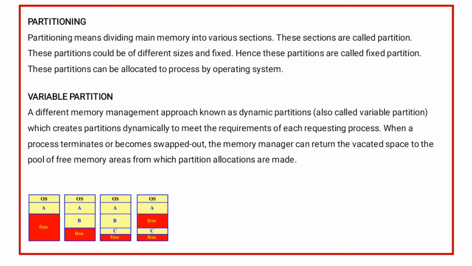Next is partition. Partition means dividing main memory into various sections. These sections are called partitions. These partitions could be of different sizes and fixed. Hence, these partitions are called fixed partitions. These partitions can be allocated to processes by the operating system.